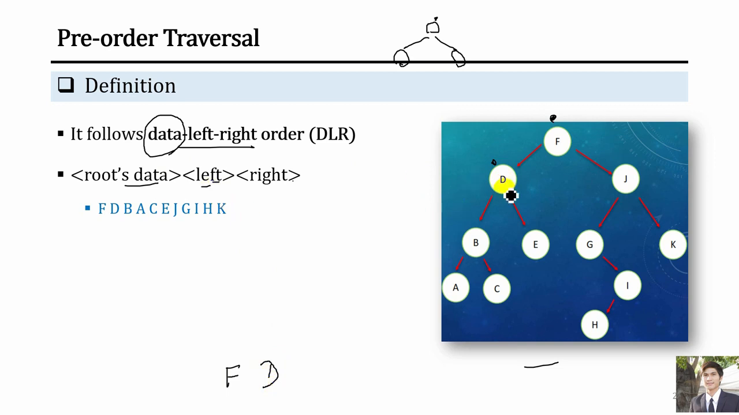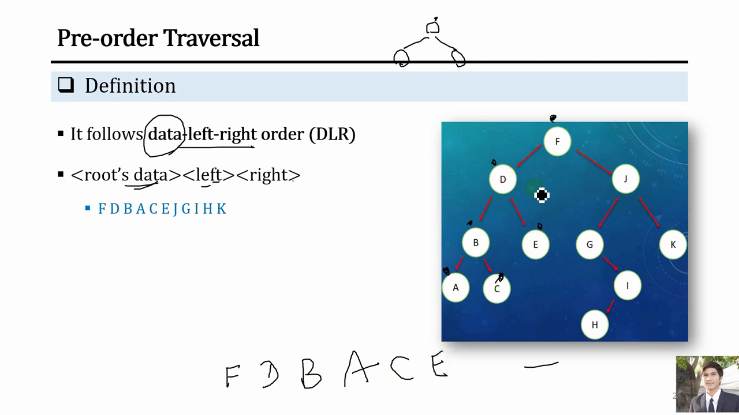So after this one, what is the left here? After root data, we go left, still go left, until left is finished, then we go right. So now left here is D, and because D has another subtree below it, it will go to the left here. So the left is B, so we get B, and then the left next is A. So now the left is already done, we will go to the right. Now we got C, and then the next right, which is E.